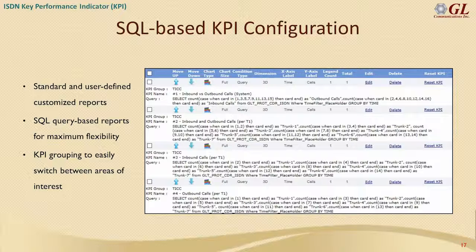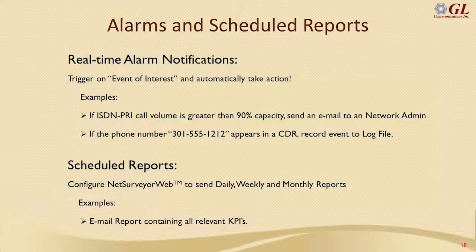Moving on from the KPIs, I want to get moving here. I'm a little slow on my time. We have another key component of the entire NetSurveyorWeb system: alarms and scheduled reports. I've categorized the alarms and scheduled reports into two categories here. One of them is a real-time alarm notification. So an event of interest happens in your network, and I want to be alerted of it.